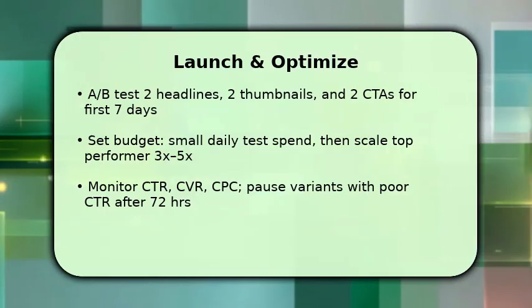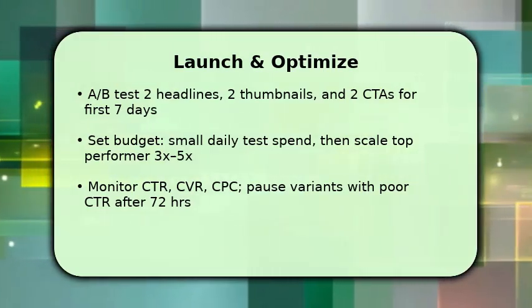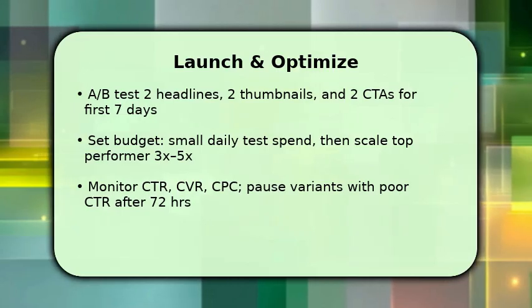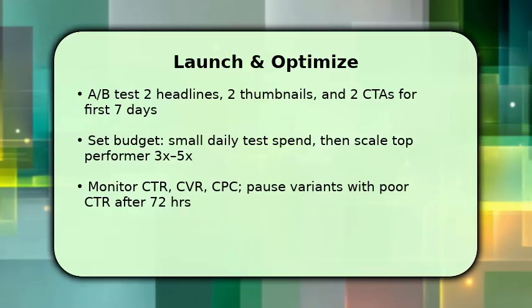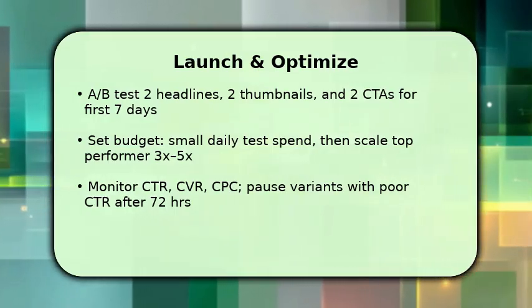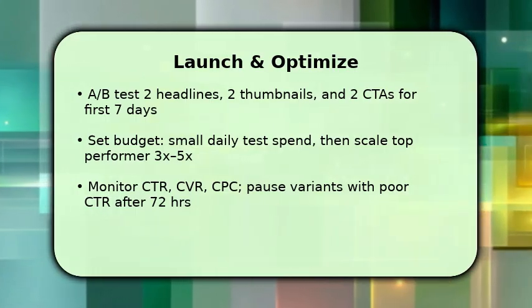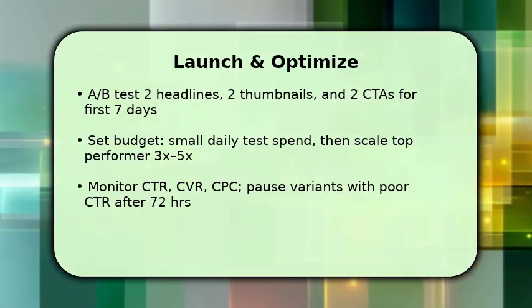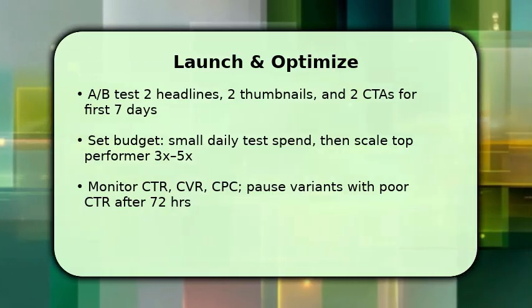You prepare to launch by setting up A/B tests, 2 headlines, 2 thumbnails, and 2 CTAs to learn quickly. Start with a conservative daily test budget and run for at least 7 days, then scale the winning creative 3 to 5 times. Watch CTR, conversion rate, and cost per click closely. Make changes based on data, not intuition. If results tank, the key troubleshooting tip is to swap the thumbnail and rerun the test. Poor hooks, not messaging, often cause low performance.